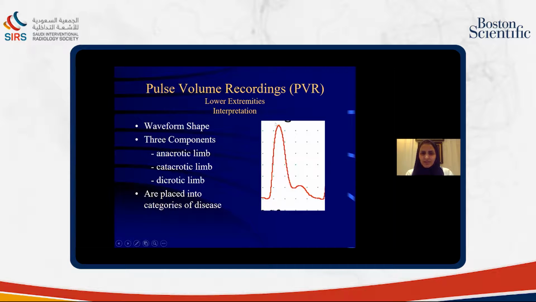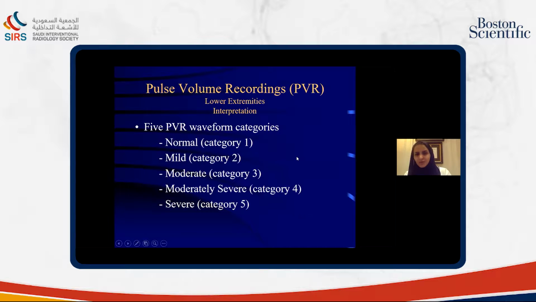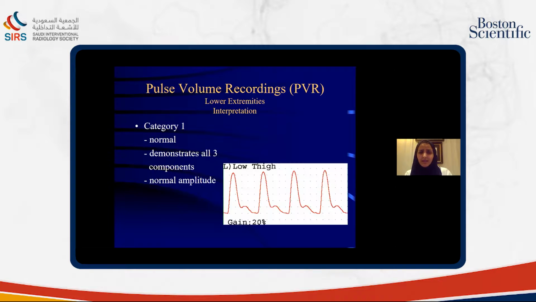If you see here in normal, we have 3 components. The pulse volume recording is important for perfusion. We have 3 components here: the anacrotic limb, the catacrotic, and the dicrotic. This is what we call the typical normal, with very good amplitude. We have 5 categories of disease here. This is the normal, all the components are there, 1, 2, 3. So this is normal and good amplitude.